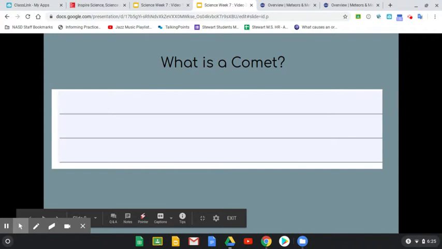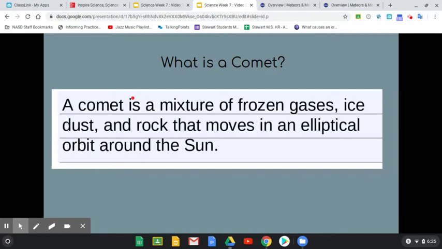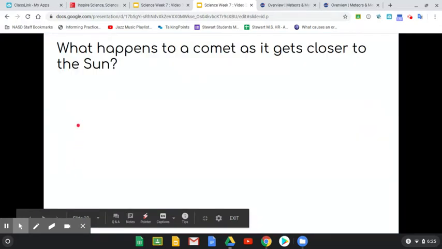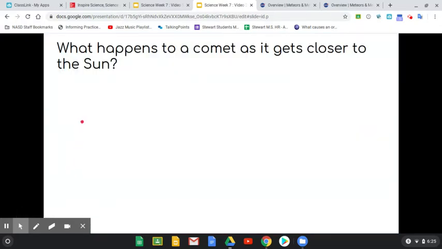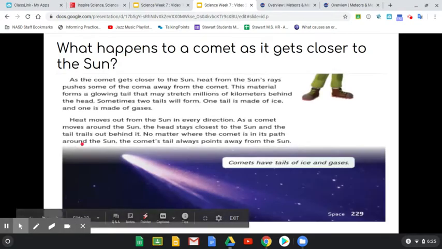And so let's recap. What is a comet? Yes, it's a mixture of frozen gases, ice, dust, and rock that moves in an elliptical orbit around the sun. Very good. So what happens to a comet as it gets closer to the sun? Well, let's read to find out.